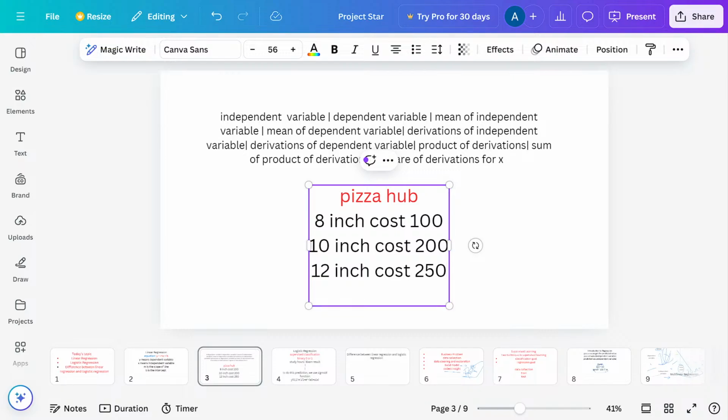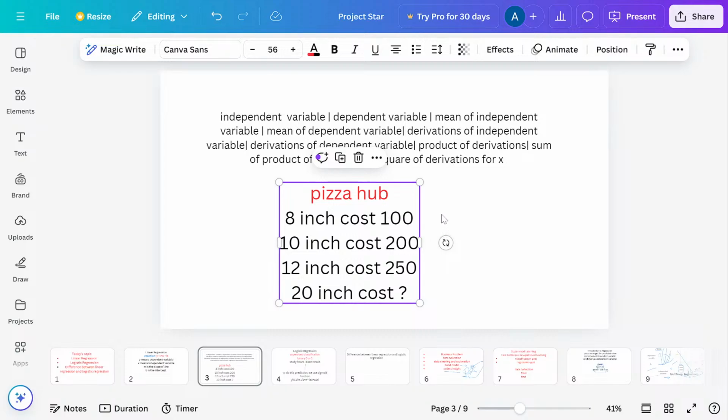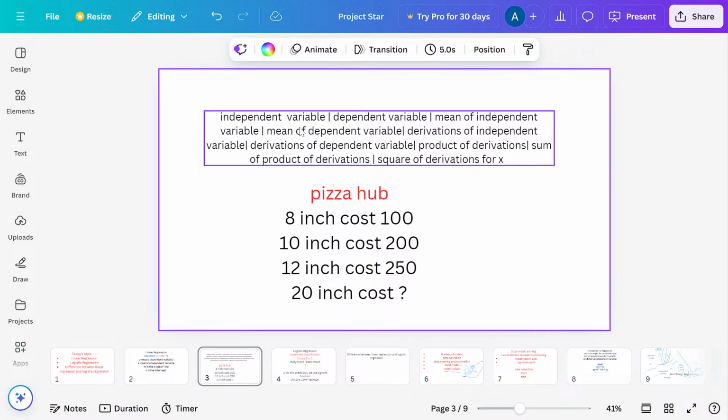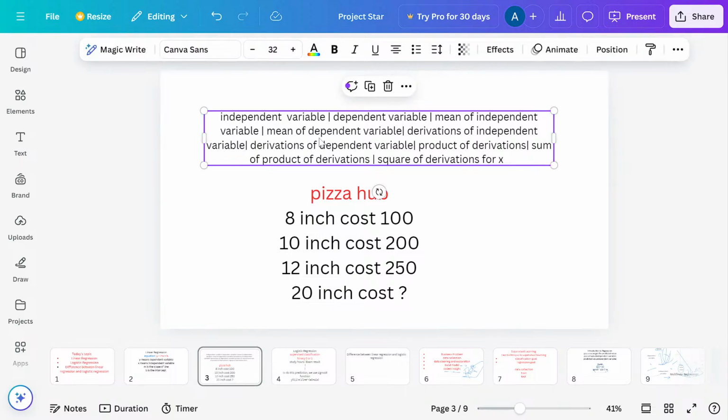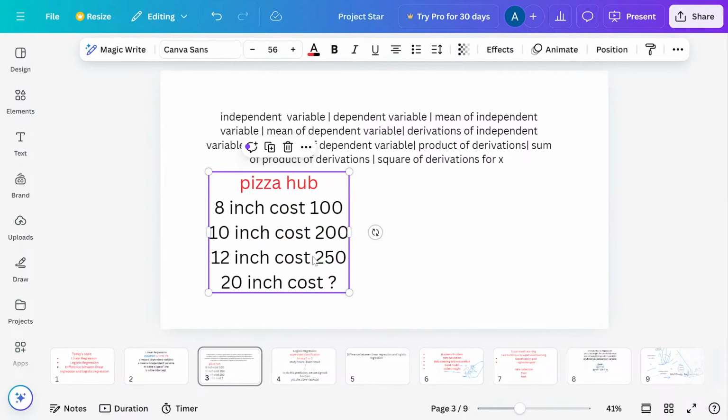Then what would be the price of pizza with size 20 inch? What would be its cost? In order to find this, we can use something called this table. You can use this table, and you can generally find the pizza size.